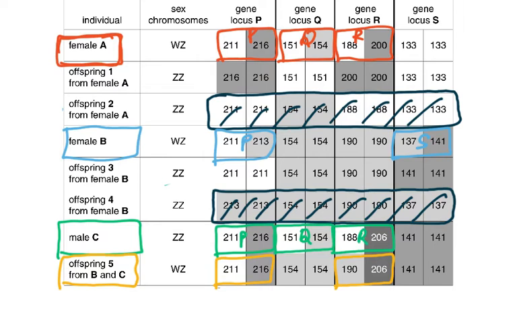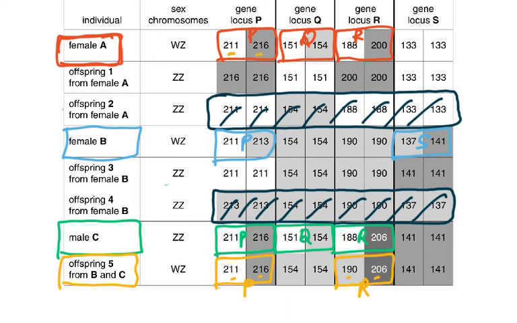And then offspring 5 was heterozygous at P and at R. So this is how you have to figure this part of the question. Now looking at the question, you can tell that these are heterozygous, because this was 211 and 216, and this was 190 and 206. So that means these are heterozygous. The others were all homozygous. So this is how you have to figure it out.